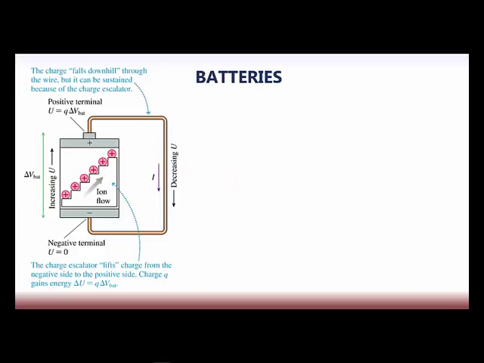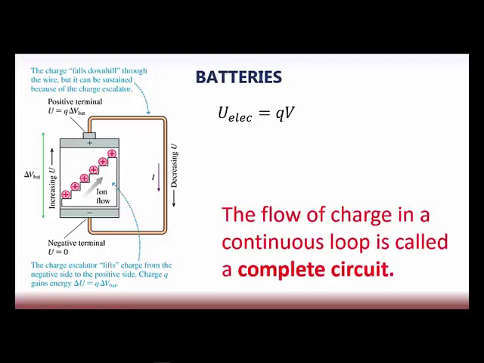But what exactly is happening in the battery? Here we see that as the charge flows through the wire and reaches the opposite plate, chemical reactions take place within the battery, which cause positive ions to move to the positive plate and leave negative ions to collect on the negative plate, and thus the process continues over and over. Now we know that the electric potential energy is equal to the charge times the electric potential, or voltage, much like the gravitational potential energy was equal to mass times gravity and height. We can now say that the flow of charge in a continuous loop is called a complete circuit, and that is where we are headed.